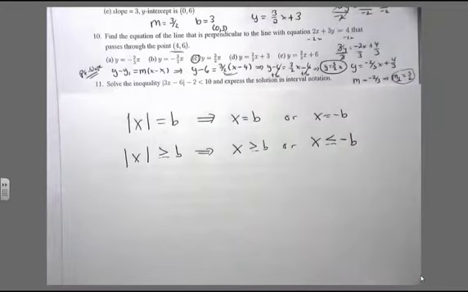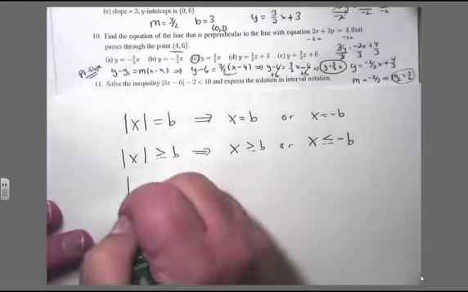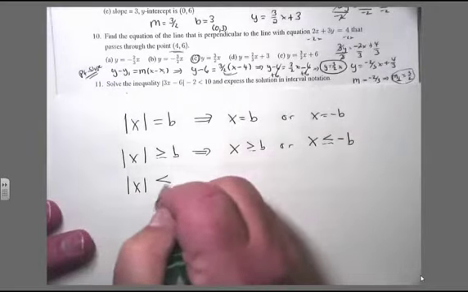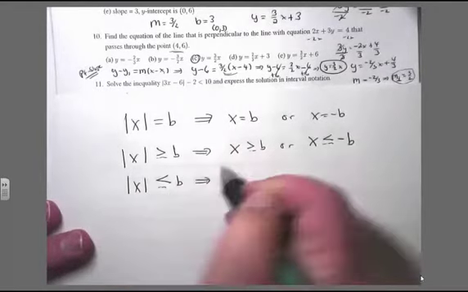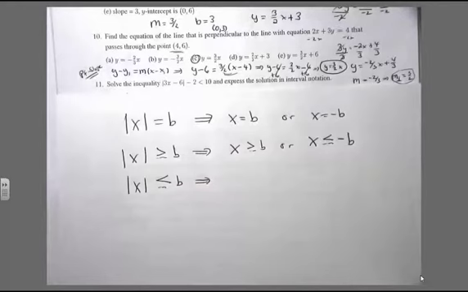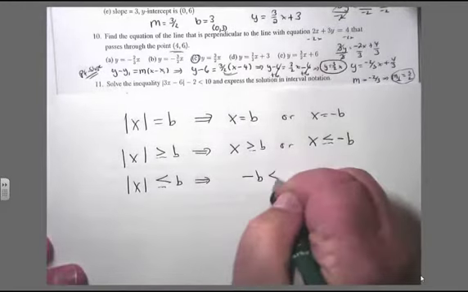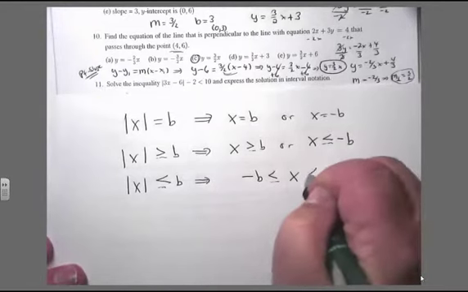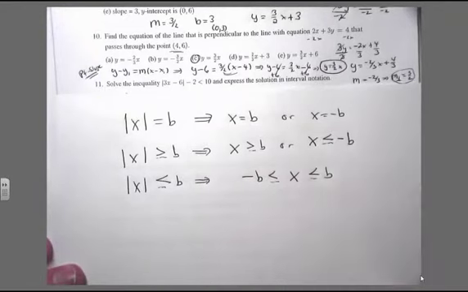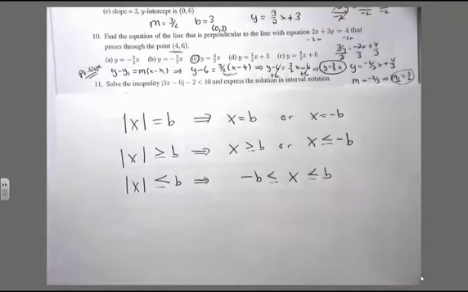The special case on absolute values is this. The absolute value of x is less than, or possibly equal to, b. When you have an absolute value less than, you have what we call the double-sided inequality. That implies that negative b is less than or equal to x, which is less than or equal to b. It's one of those double-sided inequalities where you solve for x in the middle. So these are the 3 forms you need to know for absolute values. Let's see which one this is.